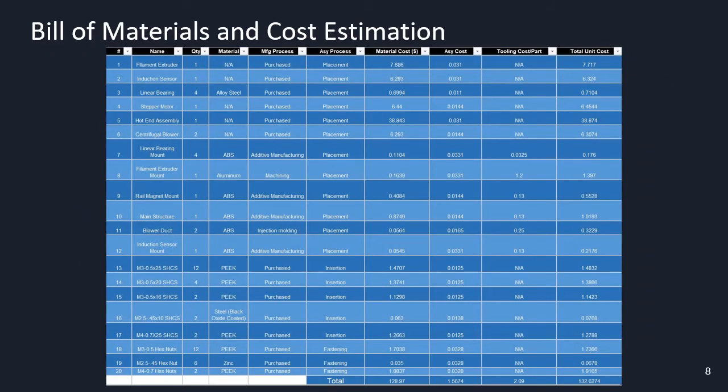This is the bill of materials that was used to estimate the individual and total costs of each part. We found these costs by using the formulas given in lecture, as well as doing some research and making a few assumptions. The total cost comes out to be $132.63. Now this cost is quite high, and this is due to the assembly and the parts not being optimized. There's lots of room for improvement and lots of room to reduce the cost.